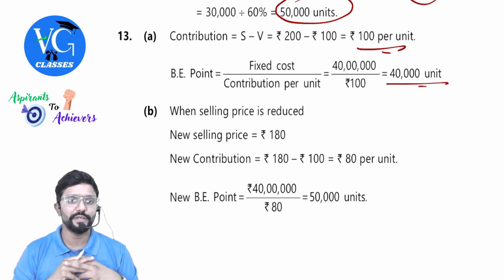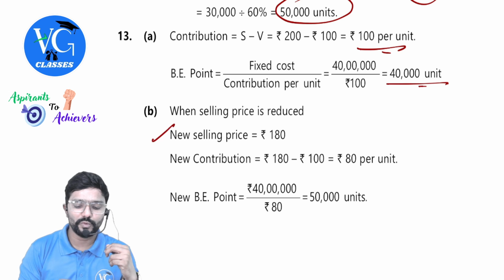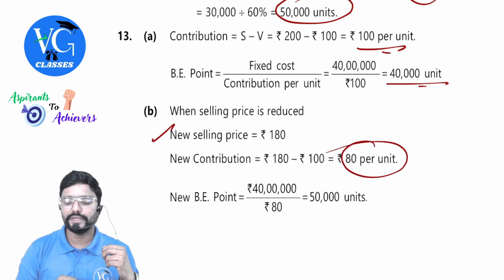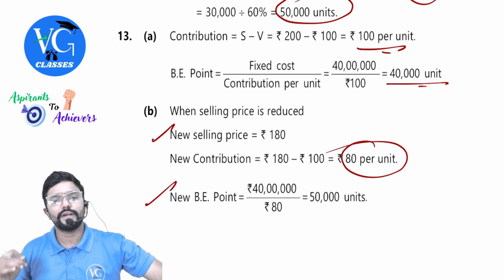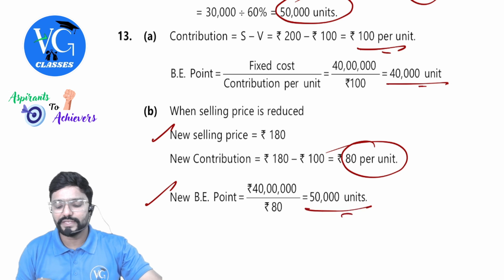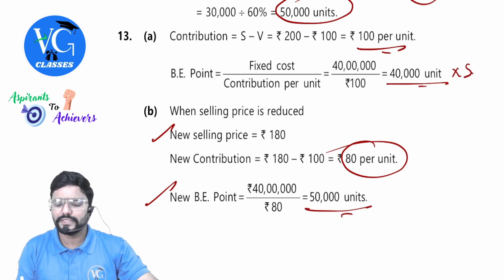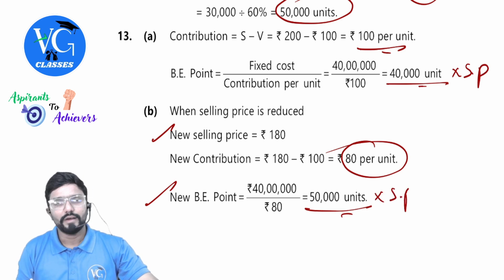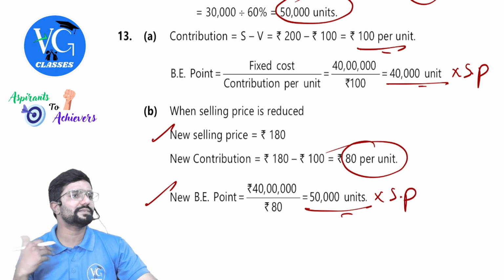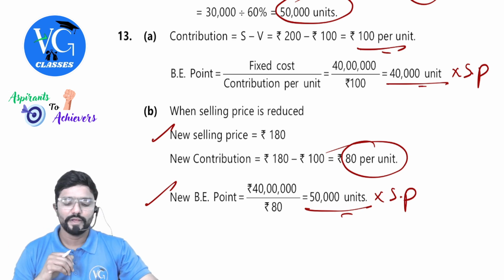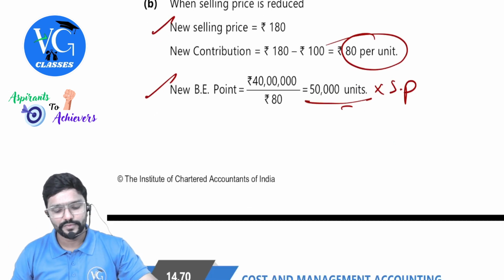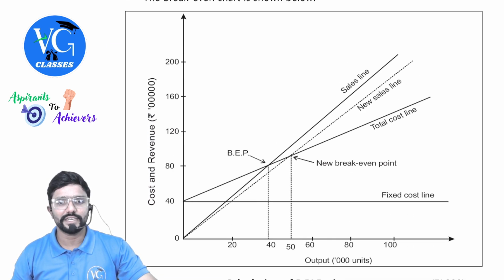When selling price is reduced, new selling price is how much? 180. So contribution per unit is 80. So new break-even point, fixed cost will remain same only. 40 lakh divided by 80. How many units, guys? 50,000. Sir, can we calculate in rupees? Yes, just multiply with selling price. Or else you can use the alternate formula, fixed cost divided by PV ratio. In that case, first you have to calculate PV ratio. Okay, sir. Now see the break-even chart.